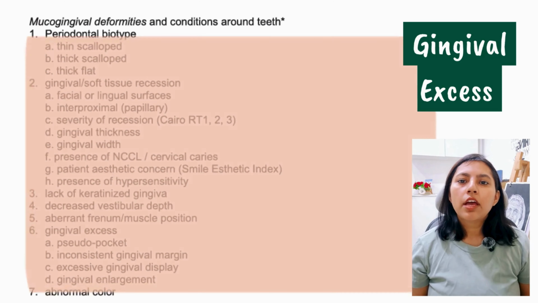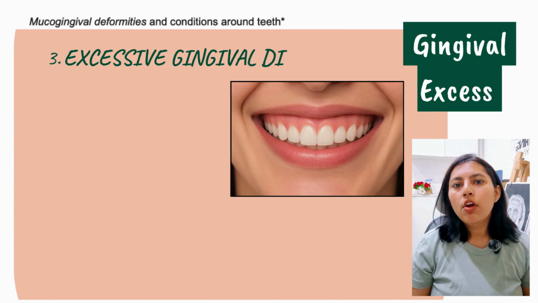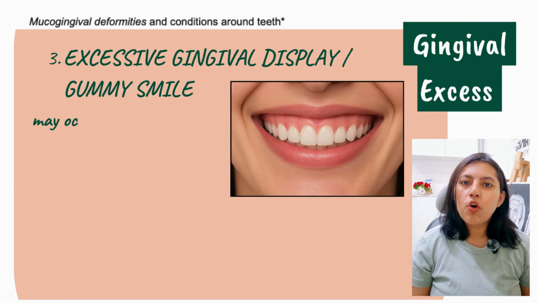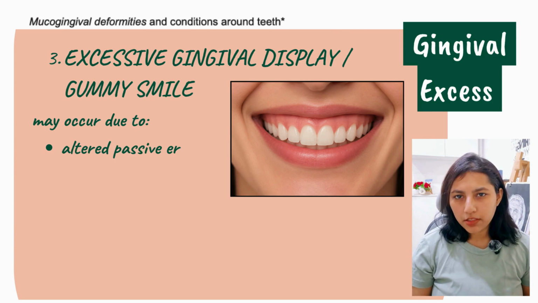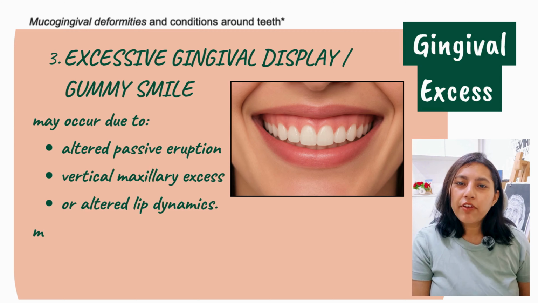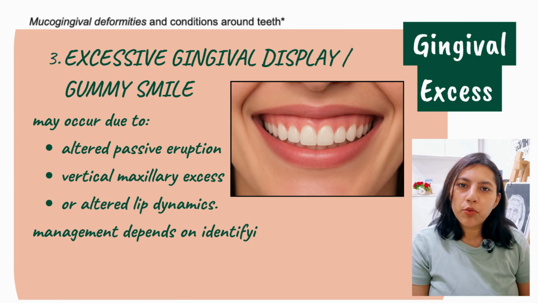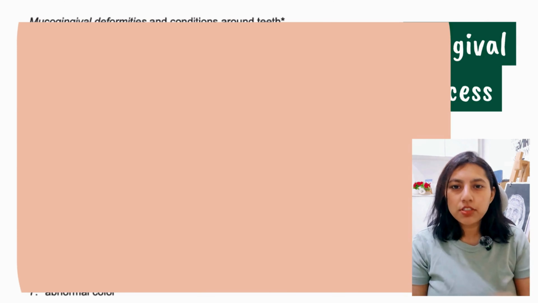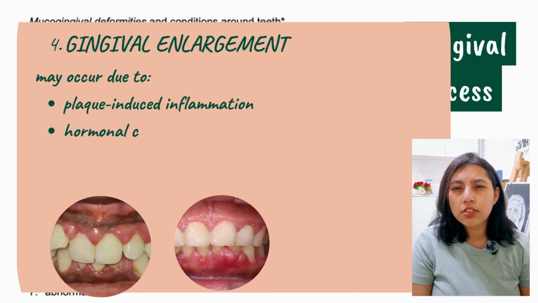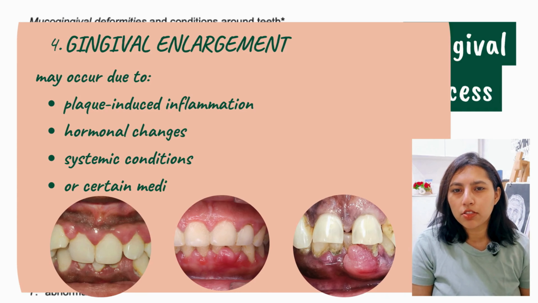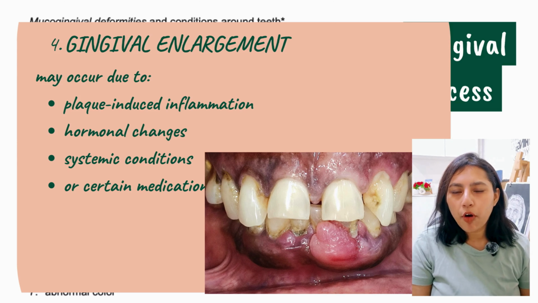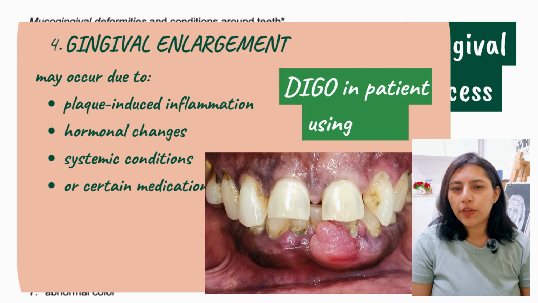The next condition is excessive gingival display, or what patients commonly call gummy smile. Now, clinically, this may occur due to altered passive eruption, vertical maxillary excess, or altered lip dynamics. So, management depends on identifying the actual cause rather than simply removing the gingiva. And finally, gingival enlargement. This may occur due to plaque-induced inflammation, hormonal changes, systemic conditions, or certain medications. For example, a patient taking phenytoin, cyclosporin, or calcium channel blockers may develop drug-induced gingival enlargement.